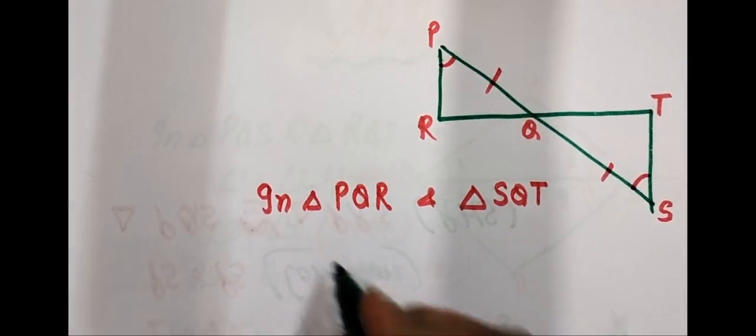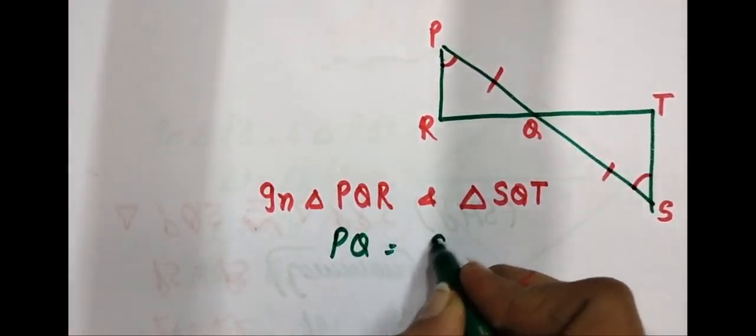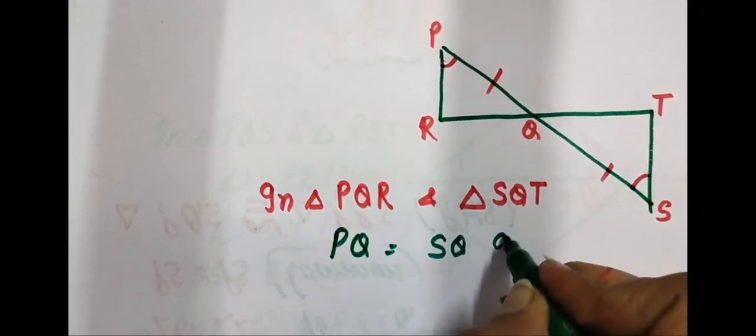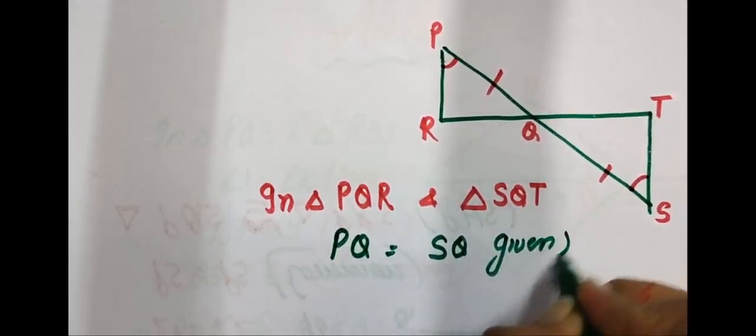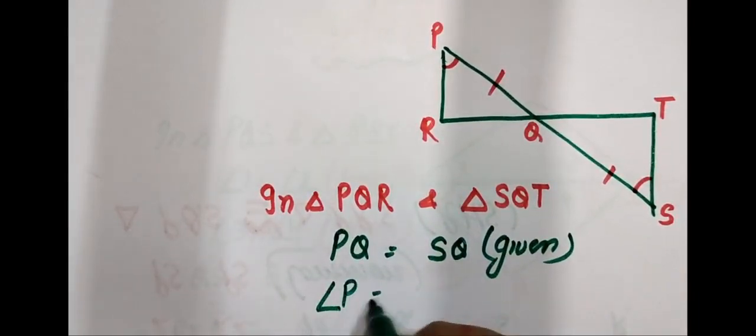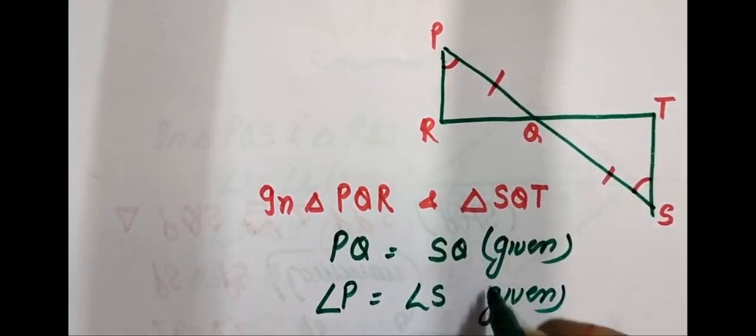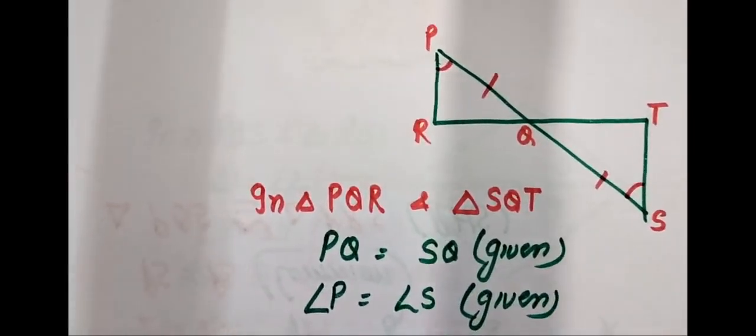Now I'm going to write down the given conditions. Here PQ is equal to SQ. It is given, so simply write down given. The next condition is also given: angle P is equal to angle S. So for this we need to check the third condition.